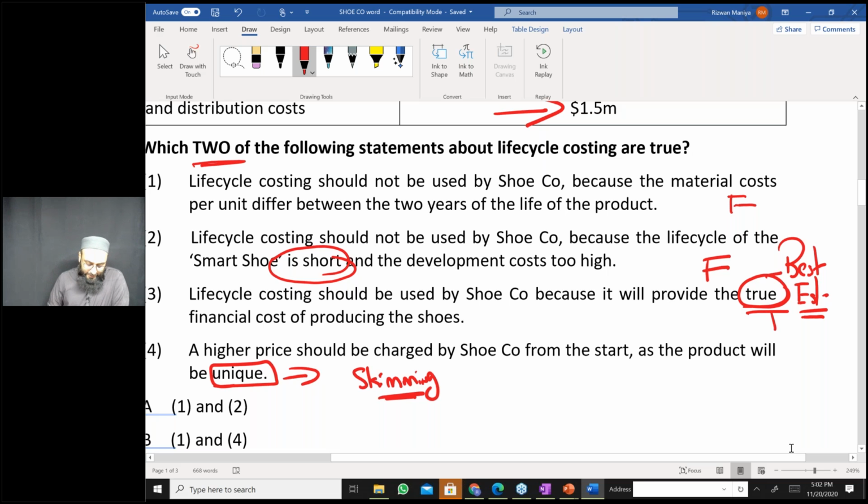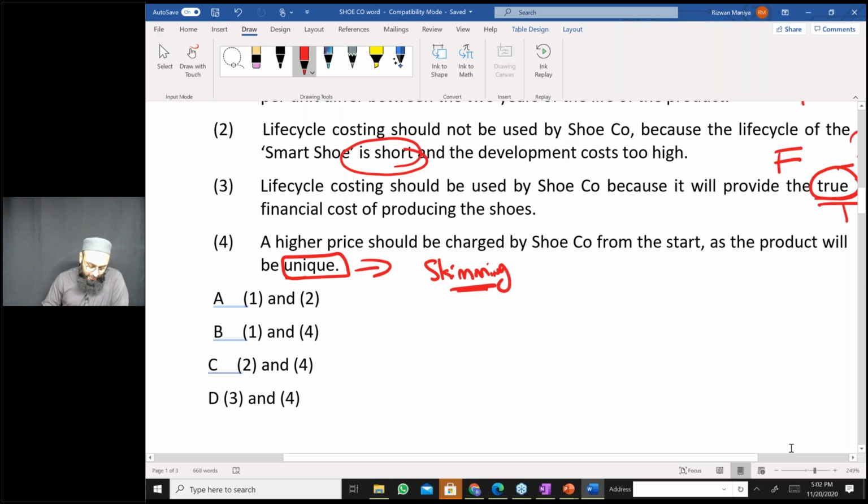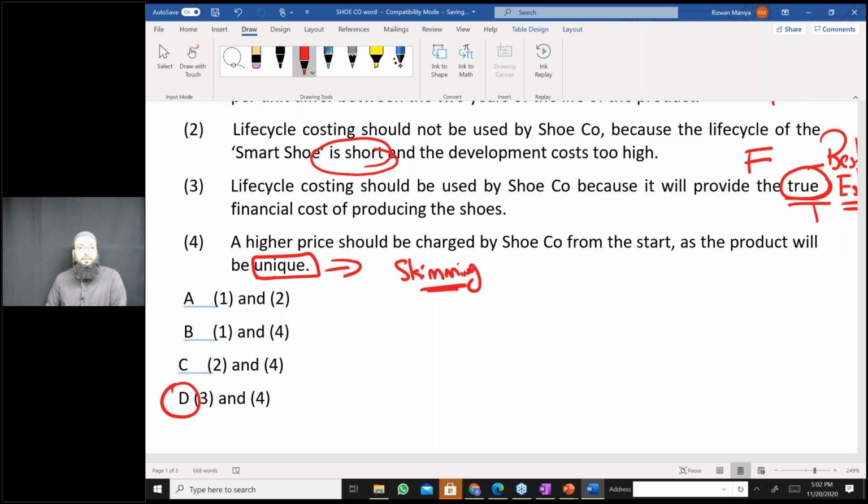I would say the last statement required the knowledge of skimming. So the correct answer is D. 3 and 4 are correct. Right? Okay. Done, guys? Clear? No issues? Perfect. So did you get a good revision of life cycle costing?